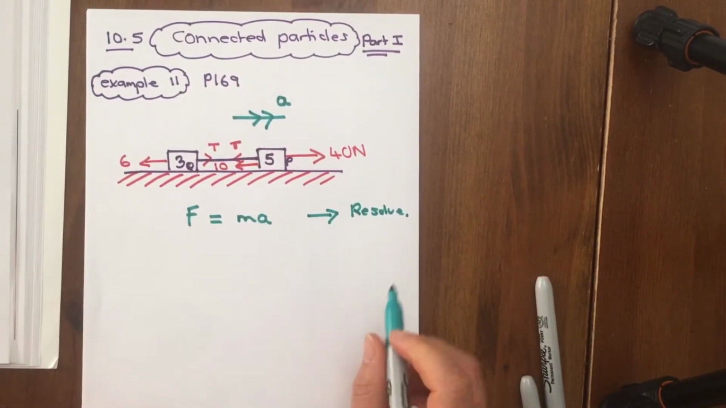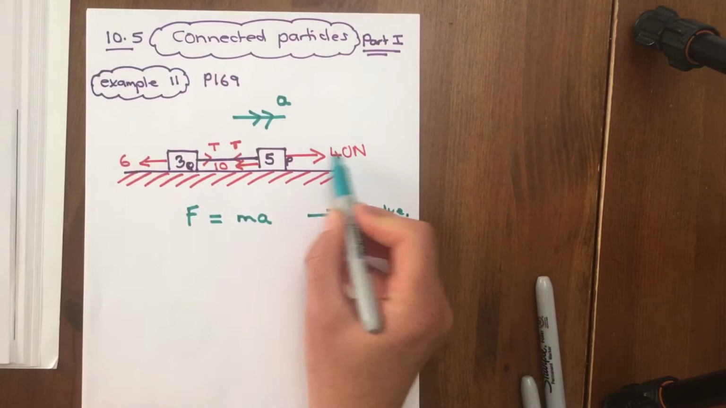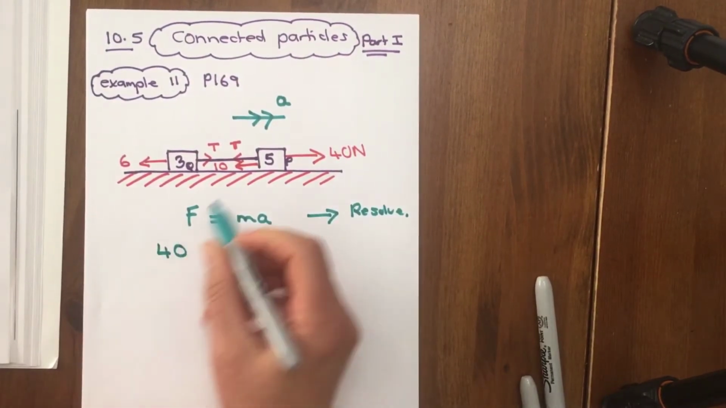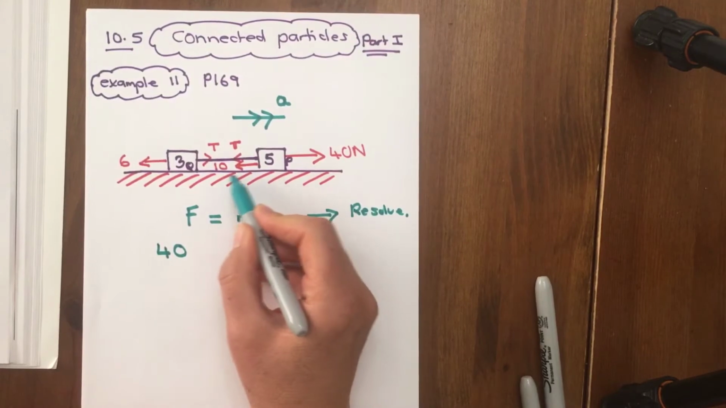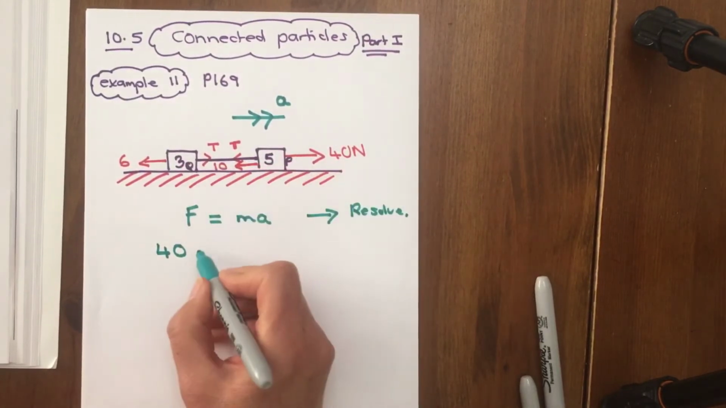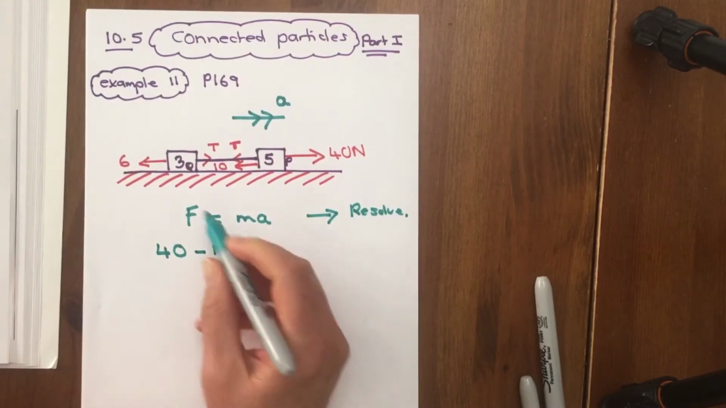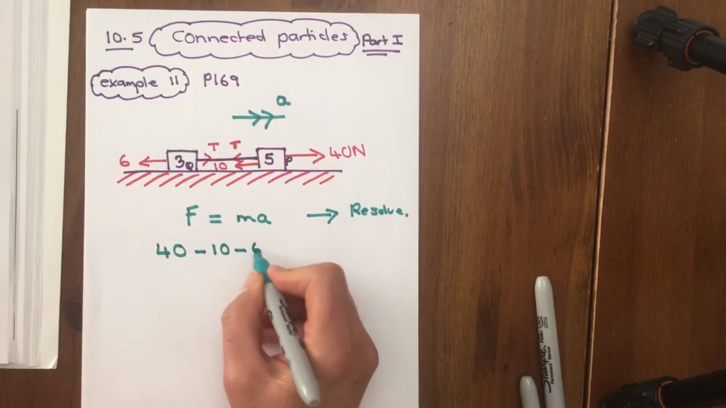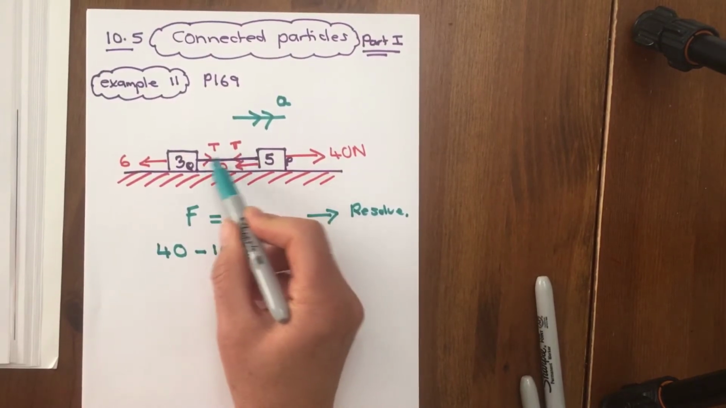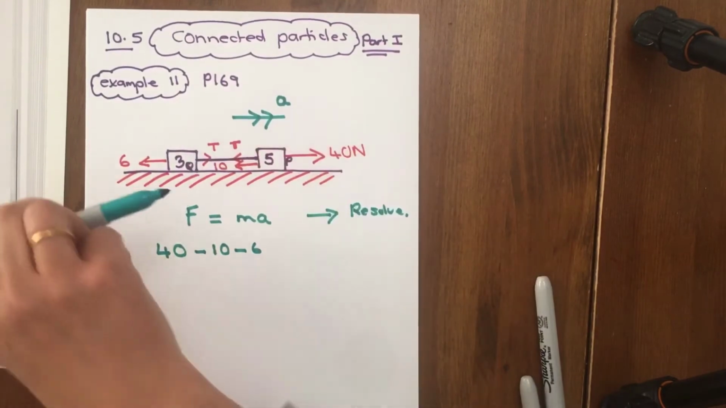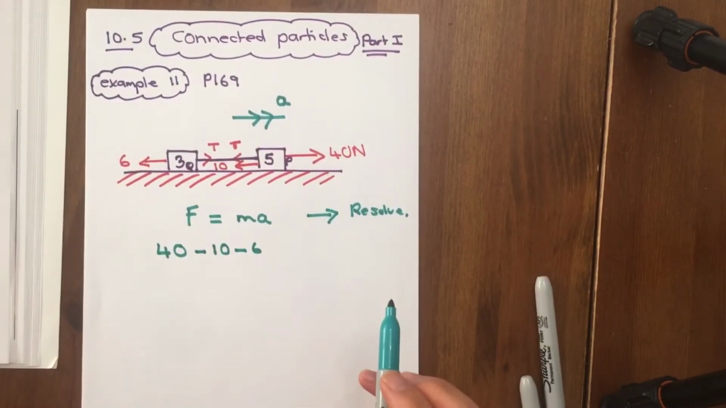Now the forces, if I'm resolving the forces horizontally this way, I'm going to take that as the positive direction. Let's look at what we've got. Well, I've got 40 newtons going positively. I've got friction here, 10 newtons, but that's going in the opposite direction. And I've got 6 here going in the opposite direction. Both the tensions will cancel each other out, so I've got one tension going one way and one tension going the other way.